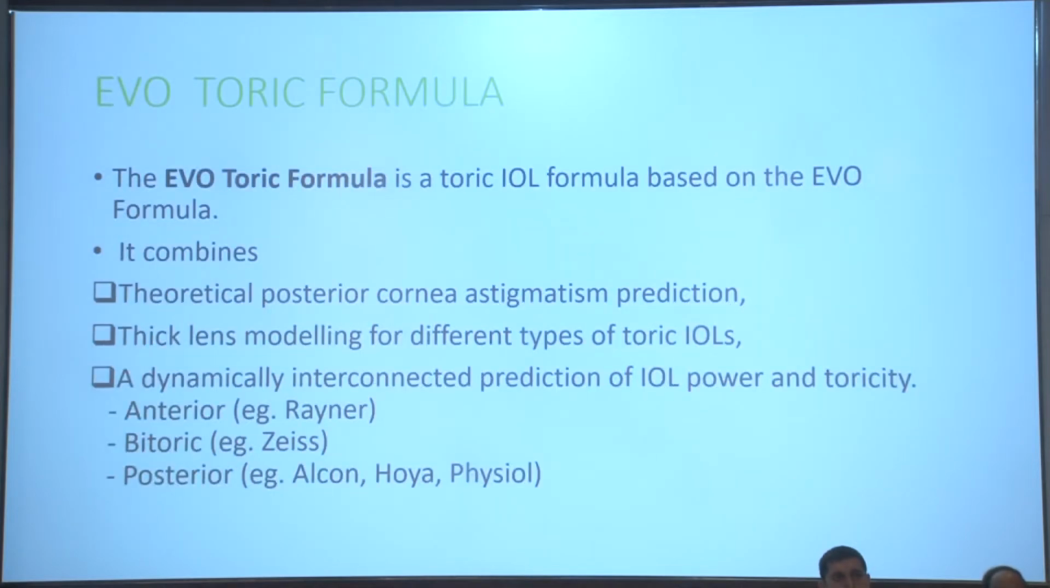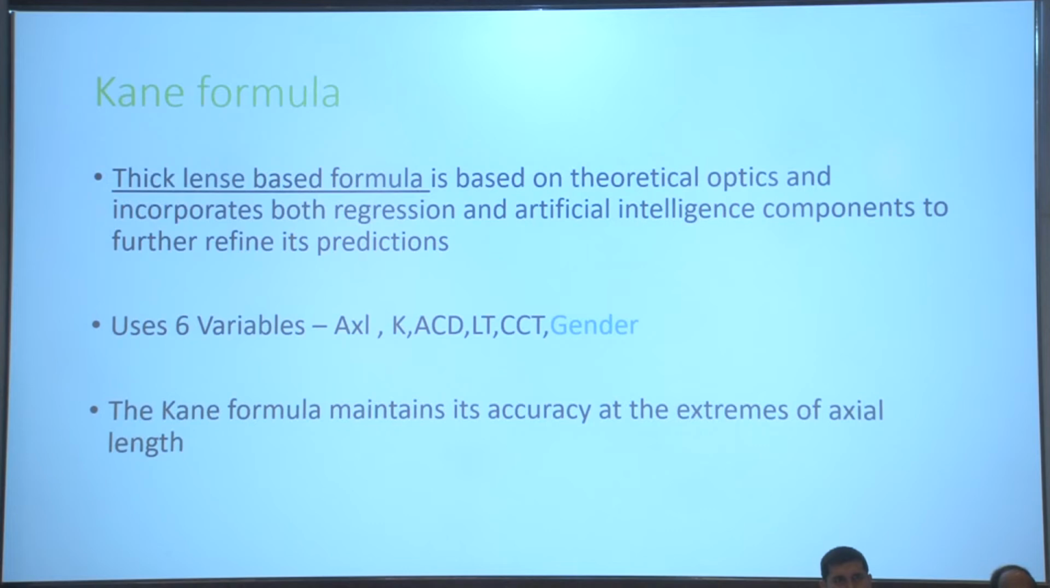It is also important in the toric calculator. The EVO toric calculator is now emerging as a newer toric calculator which is considered better than the Barrett one, because it has a theoretical posterior corneal astigmatism prediction and it has thin lens modeling of different types. And the Kane formula is also one of the very good coming up formulas, which has a thick lens formula and which has gender variables.